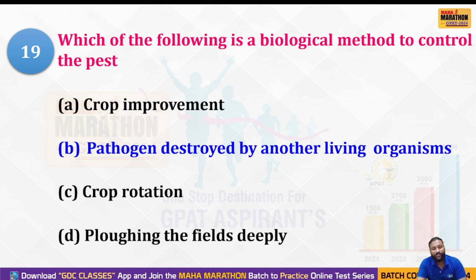Yes, a pathogen destroyed by another living organism. In order to kill rats, we use cats and dogs; we domesticate them. Which one is the biological method to control pests? Nothing but living organisms that we are using.